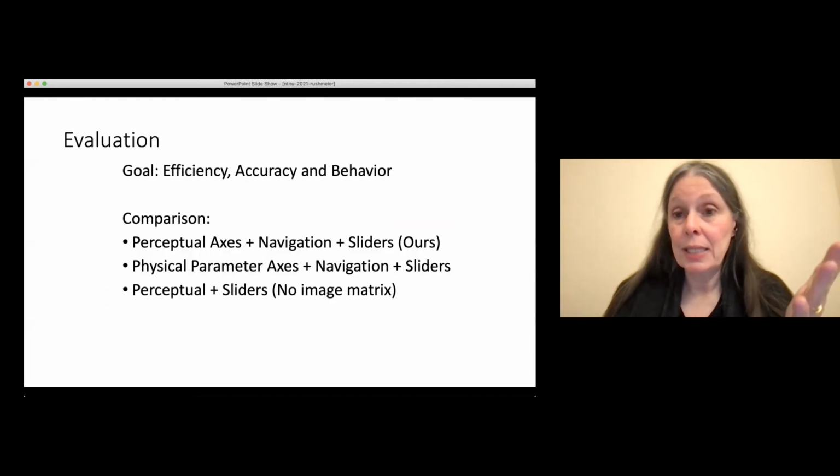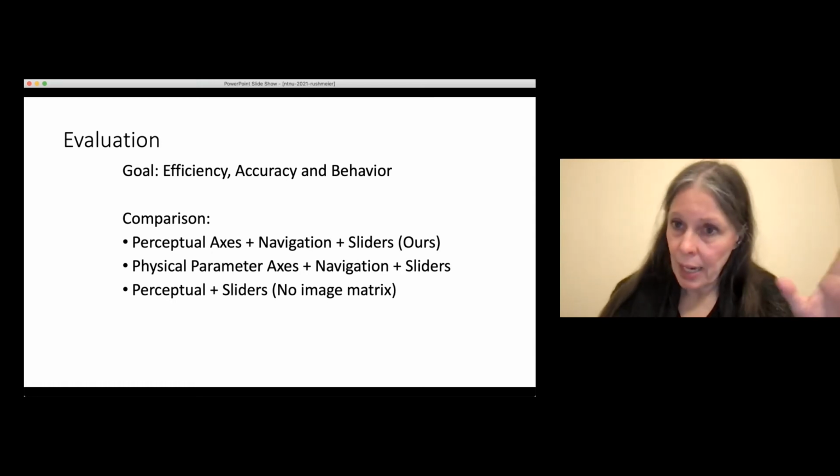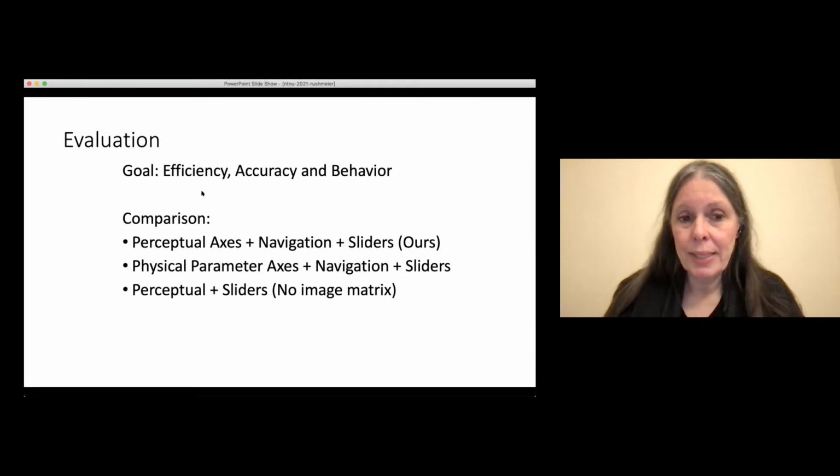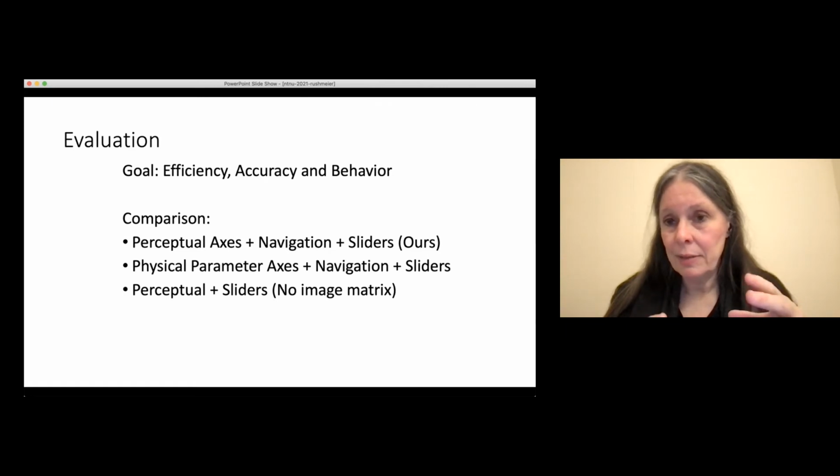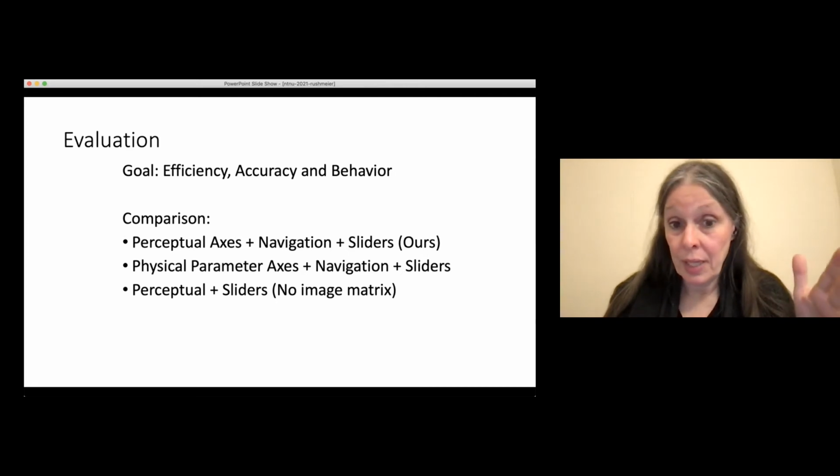So what we did is we wanted to look at how efficient and accurate people were using this interface, and what their behavior was using the sliders versus the image matrix. So we did a comparison between three settings. One is our perceptual axes, image navigation, and the sliders. Then we let people do the same task with one of the traditional physical models like Octane that lets you adjust roughness and so forth, but both the image navigation and the sliders. And then we gave them just sliders on our perceptual axes.